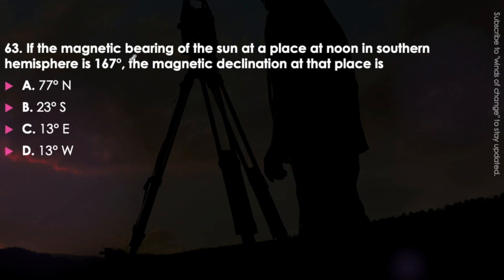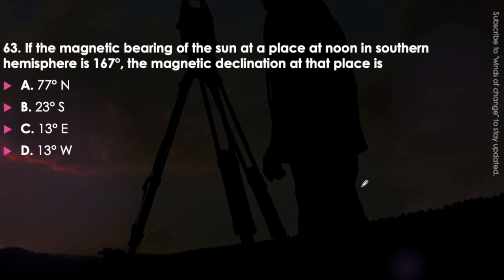Next question. If the magnetic bearing of the sun at a place at noon in the southern hemisphere is 167 degree, the magnetic declination at that place is 77 degree north, 27 degrees south, 13 degree east or 13 degree west. Just think about it. In this question, it is given that the sun is at a place at noon in the southern hemisphere. If it is in the southern hemisphere at noon, then the true bearing has to be 180 degree. Let's say this is the south.